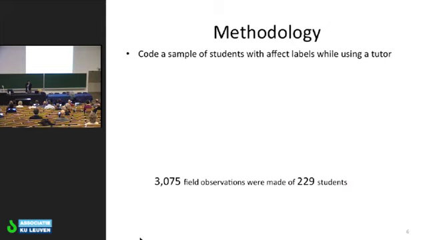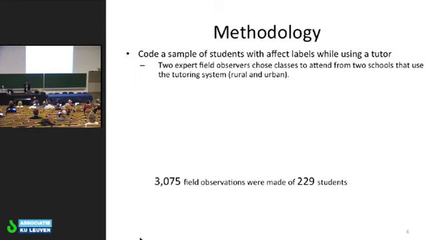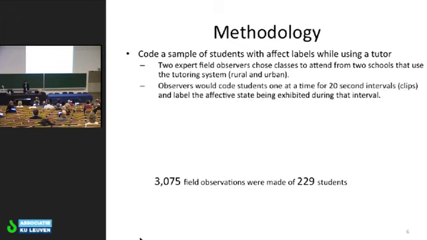So a little more specific on coding the students during the field observation. Two expert field observers chose classes to attend from a few schools that use the assessments tutor in rural and urban areas. The observers would code students one at a time for 20-second intervals, which we call clips, and label the affective state being exhibited during that interval.